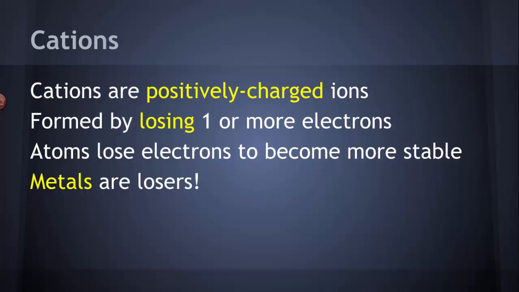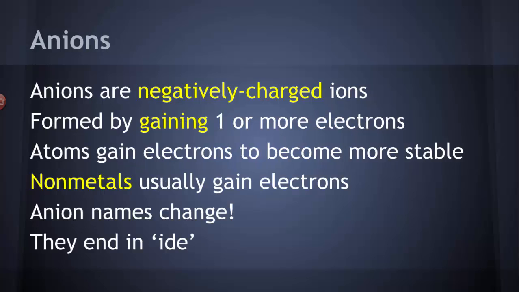Cations are positively charged. Well, the only way they can get a positive charge is if they lost electrons. So cations are formed by losing 1 or more electrons. They lose the electrons, atoms, to become more stable, and the elements that do this are metals. Metals will lose electrons to become stable. They will become cations.